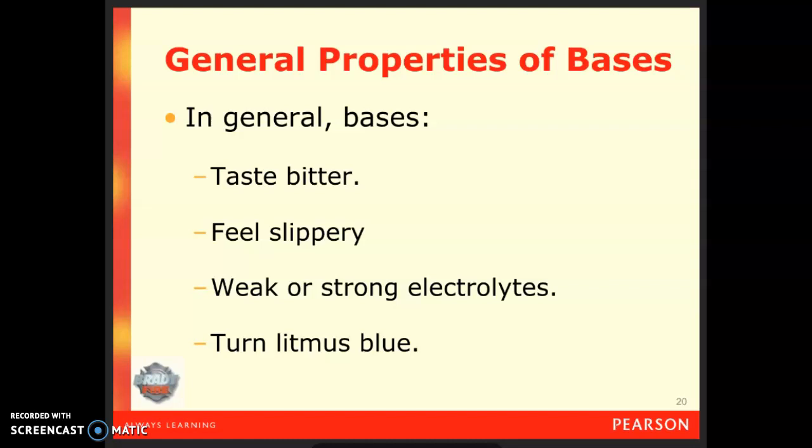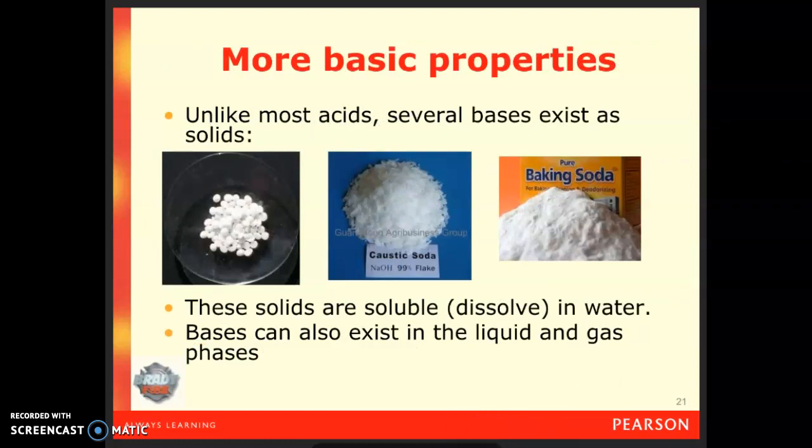Just like with acids, we see electrolytic character out of bases because we know that bases will dissolve in water, and when they dissolve, they will form ions. So depending upon whether we have a strong base or a weak base, we'll get strong or weak electrolytic character. We also know that bases turn litmus paper blue. But what's really interesting about bases is that unlike acids for the most part, they're either always found in water or they're found in the gas phase, and in the gas phase they're non-basic, and in the liquid phase they're completely basic.